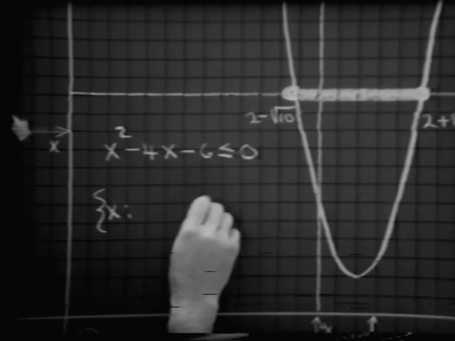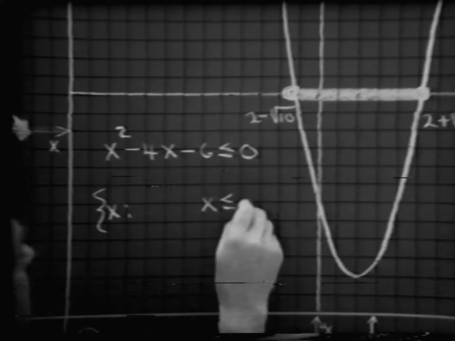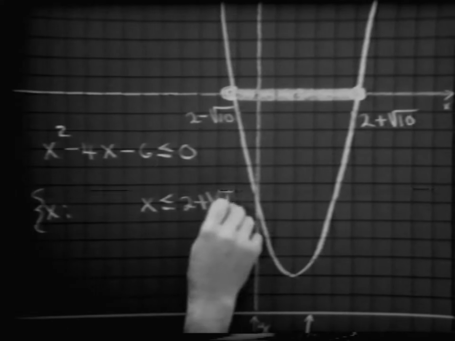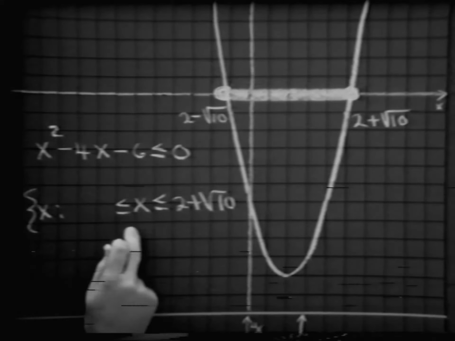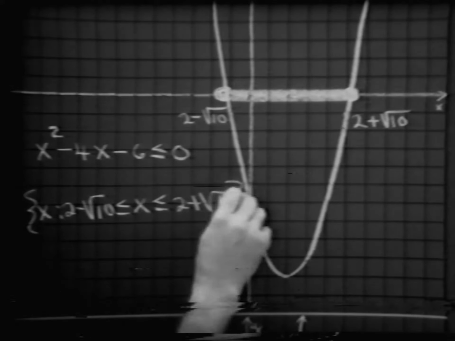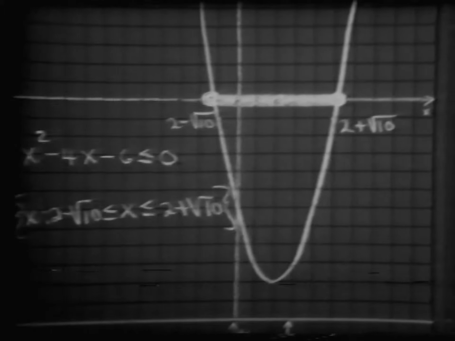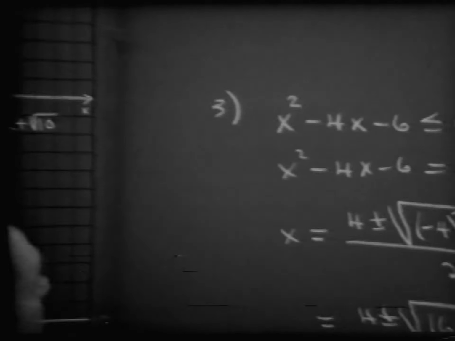And now if we were to write that as a solution set, it's a set of all x's such that, and here we have what? X is less than or equal to 2 plus root 10, and that then is also greater than or equal to 2 minus root 10, and that then is the solution set of this sentence. All right? Well, let's then look at a last example.